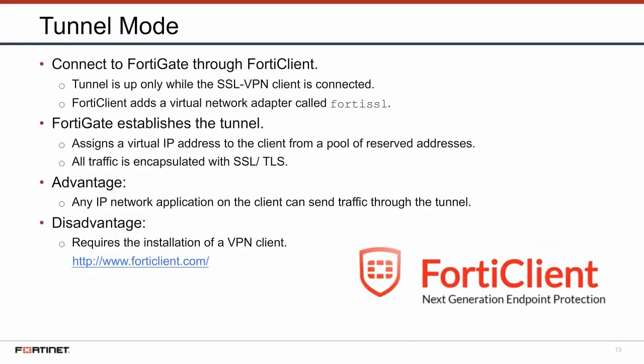Tunnel mode is the second option FortiGate provides to access resources within an SSL VPN. Tunnel mode requires Fortinet's standalone SSL VPN client, FortiClient, to connect to FortiGate. FortiClient adds a virtual network adapter identified as FortiSSL to the user's PC. This virtual adapter dynamically receives an IP address from FortiGate each time FortiGate establishes a new VPN connection. Inside the tunnel, all traffic is SSL TLS encapsulated.